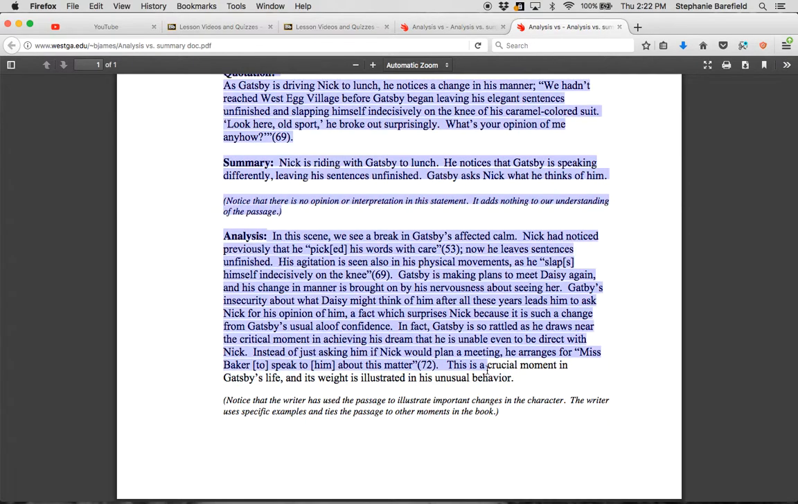Okay, so we see a connection here. What I like about this paragraph is we have this topic sentence. We see a break in Gatsby's affected calm. Normally he acts very calm. And then here at the end, the conclusion sentence kind of brings it back to that topic sentence, this argument right here. This is a crucial moment in Gatsby's life, and its weight is illustrated in his unusual behavior. We see a break in his normal self here, and we see unusual behavior here.